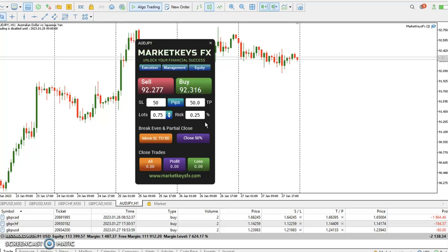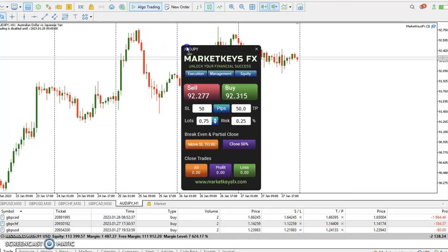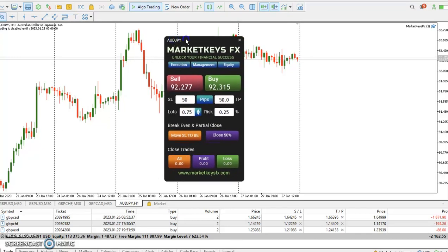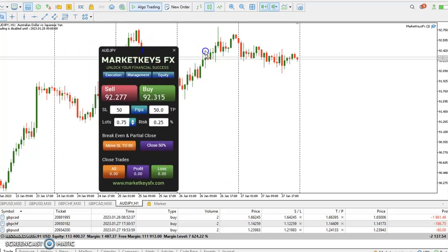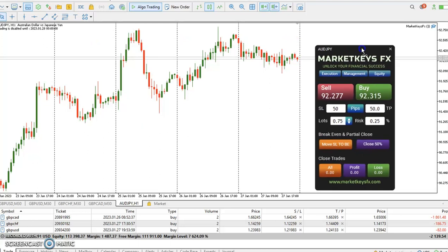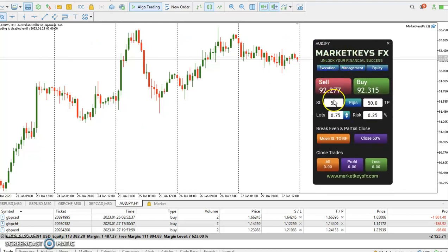You can just do it right here on your MT4 or MT5 terminal, because we have this for MT4 and MT5. This trading panel is very easy to use. You can drag it anywhere that you want. Maybe you want to see what the charts are doing here, so you can drag it, or maybe you want to put it all the way over here. It's very easy to use.